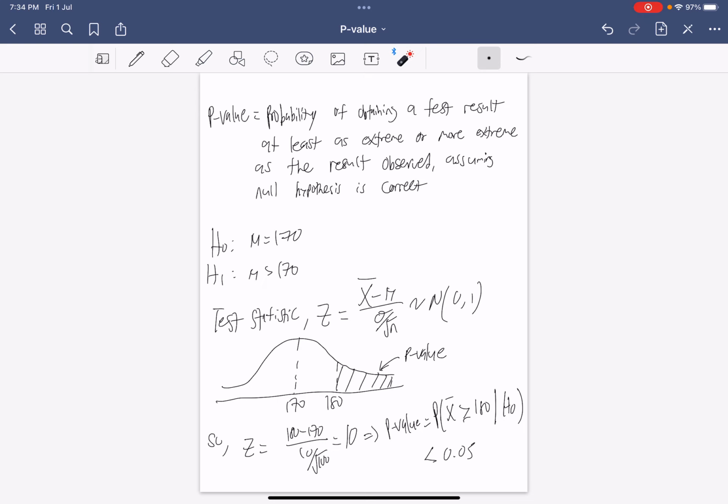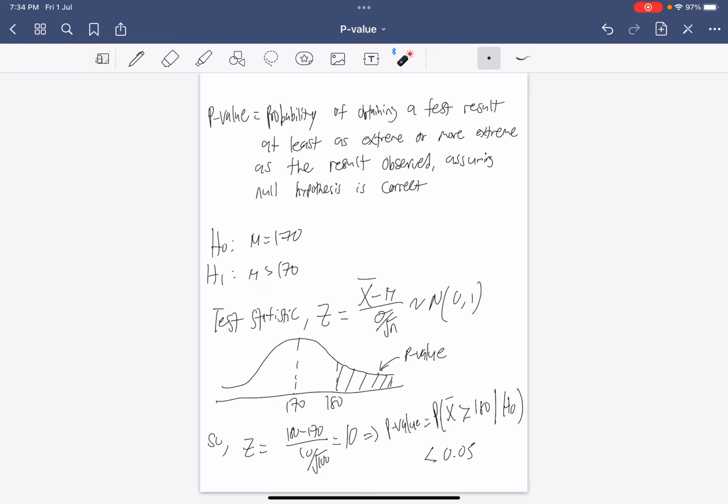This means that the height is 180 cm, and so it is at least 10 cm greater than what the null hypothesis is saying. This means that the critical region, which is anything greater than 180 cm, is what we want to calculate the probability of.